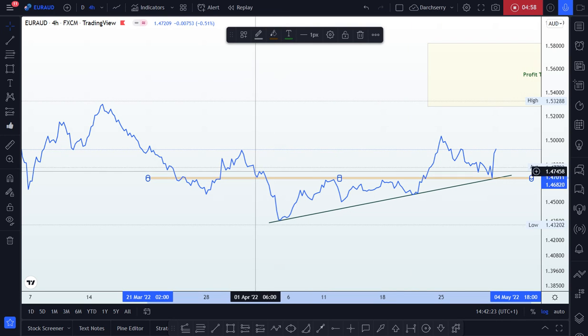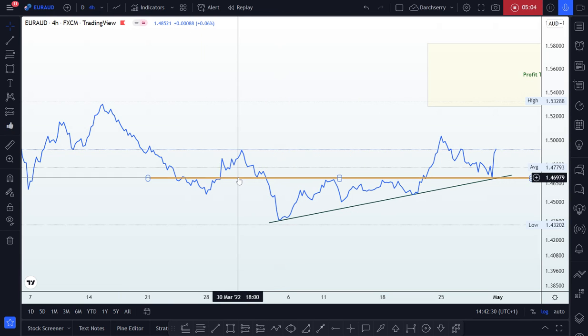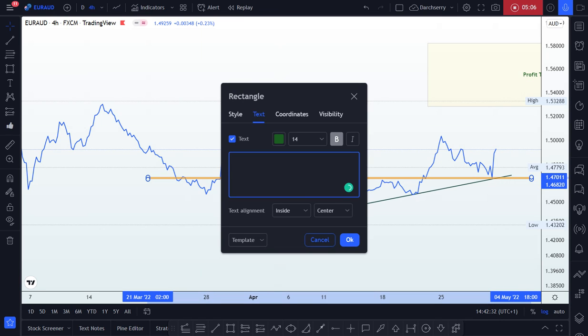Now our golden zone is always gold in color. Then we have 1.47. So let's label this area 1.47.